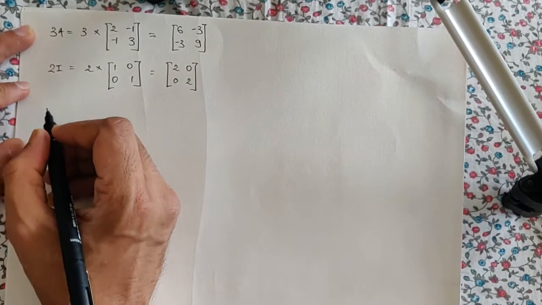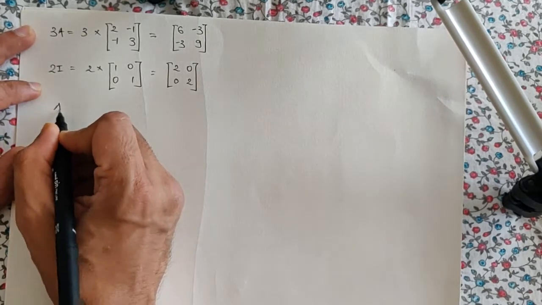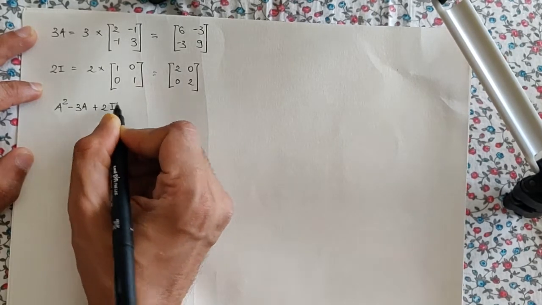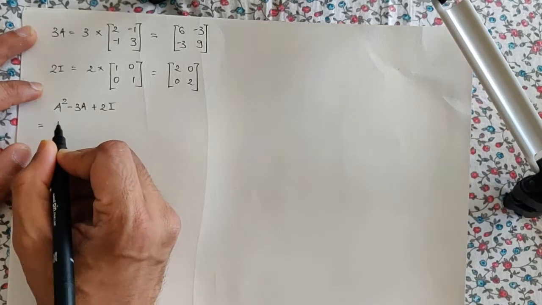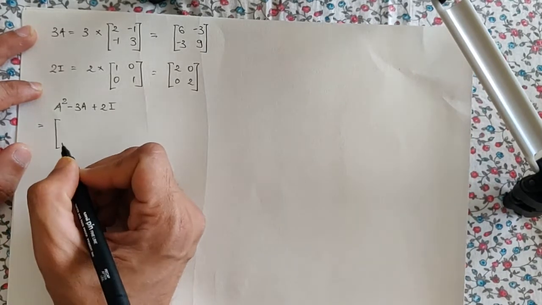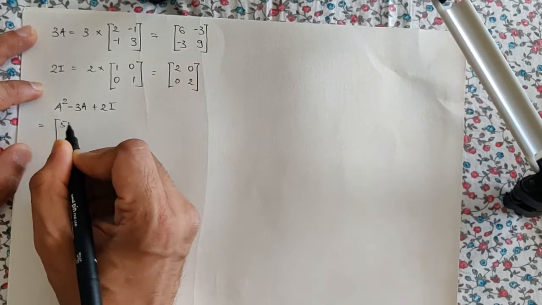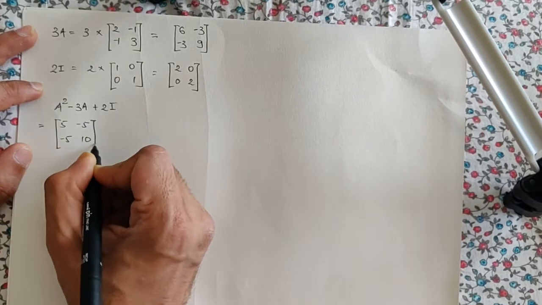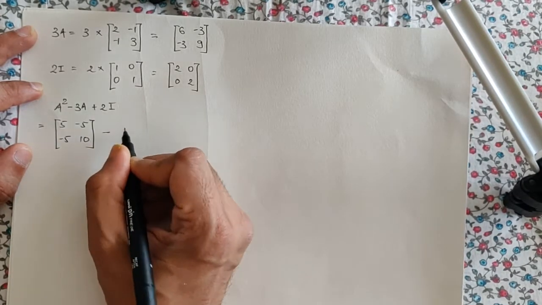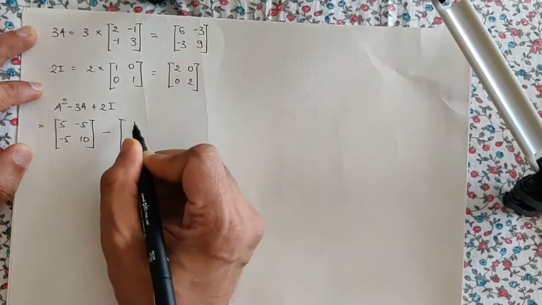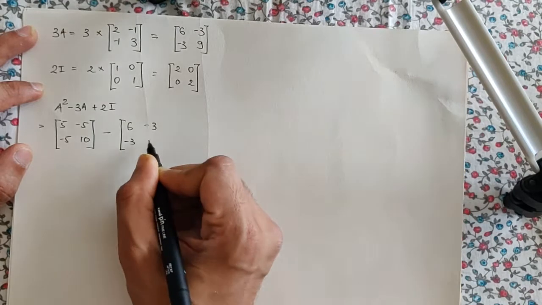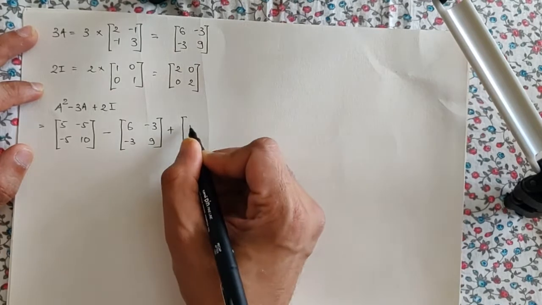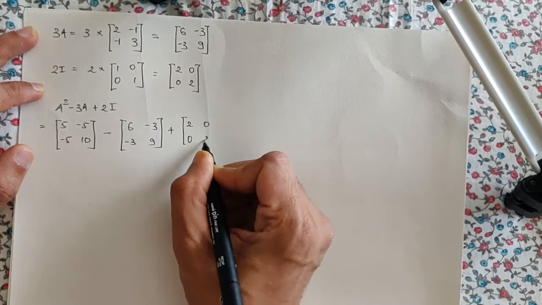Now you have to find A square minus 3A plus 2I. So what is A square? The value of A square was 5 minus 5 minus 5 10, minus 3A. 3A is 6 minus 3 minus 3 9, and the value of plus 2I is plus 2 0 0 2.